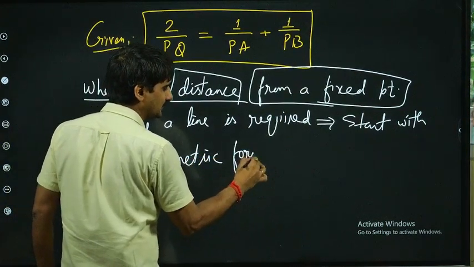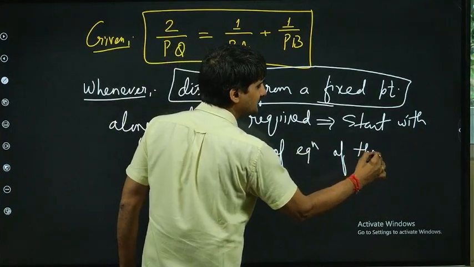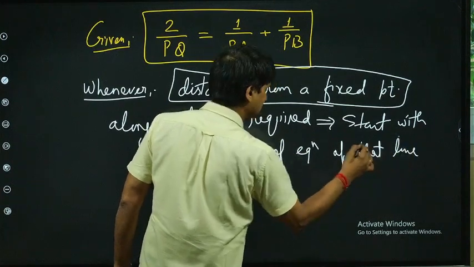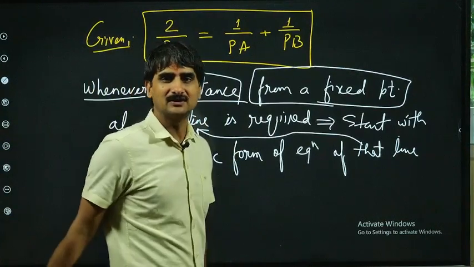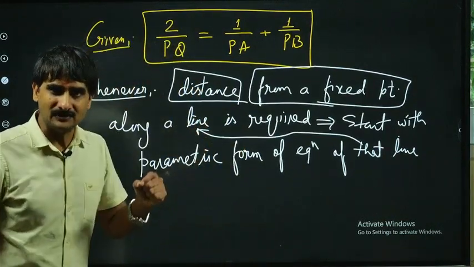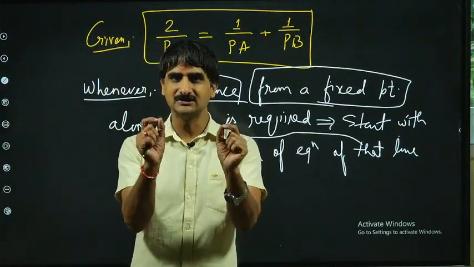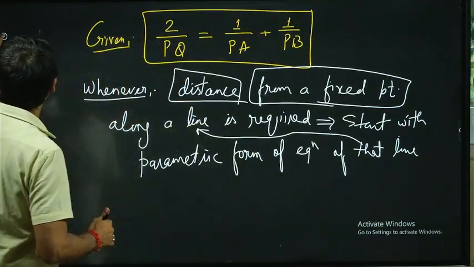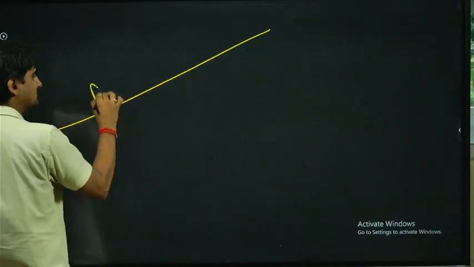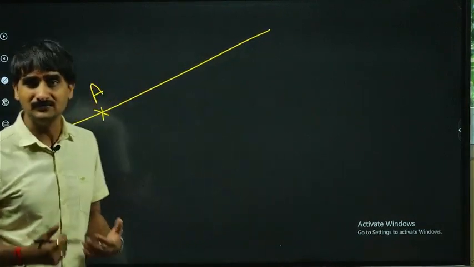See, that's what I say: the form of equation of that line. That line means which line? That line means this line along which the distance is required. So the distance from a fixed given point along a line, that holds the key. This statement holds the key, bachon. So whenever we need distance along a line passing through a fixed point, now why are we using parametric form, or how can we use it?